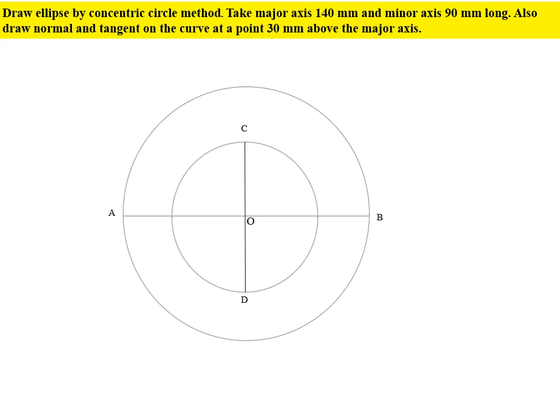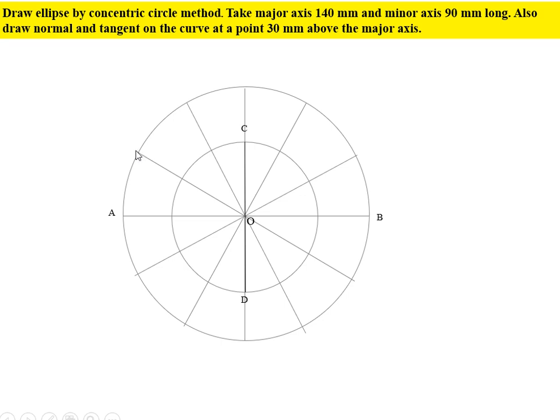Divide any circle into equal parts. So in total the circle is divided into 12 equal parts. From the outer circle, draw the vertical line through each cutting point, 1, 2, 3, 4, 5, 6, 7, 8.